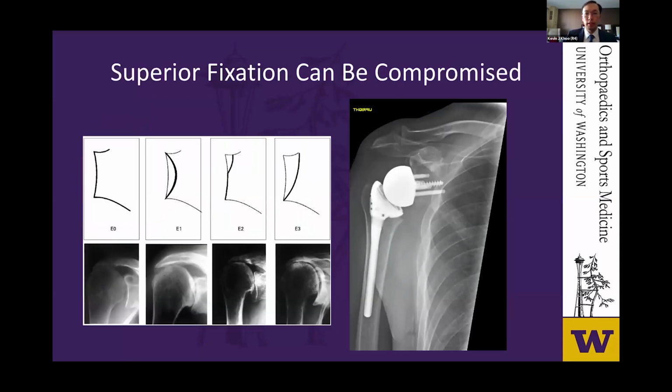As depicted in this postoperative radiograph, we prefer to have an inferior tilt of the base plate for biomechanical stability. One can imagine superior fixation would be limited in the setting of significant superior erosion. And in this way, superior erosion can complicate proper positioning of the base plate and achieving stable fixation.